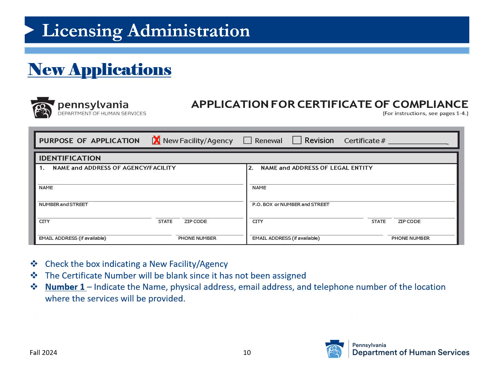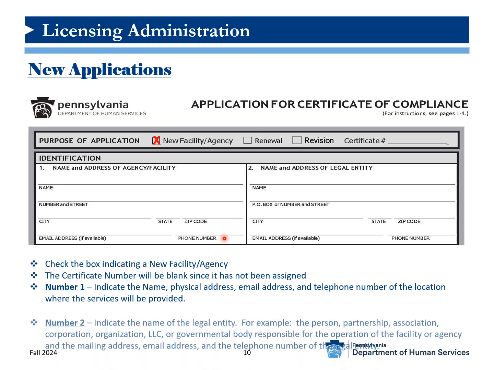In number 1, you indicate the name of your facility or agency, the physical address of the location, email address, and telephone number. Number 1 is all about the agency or facility information.